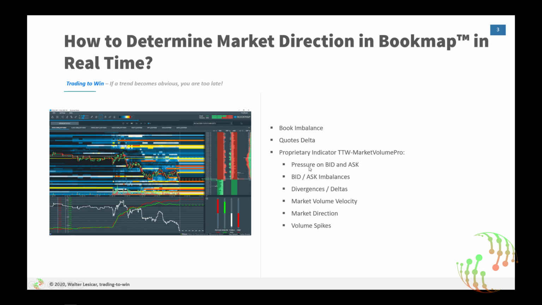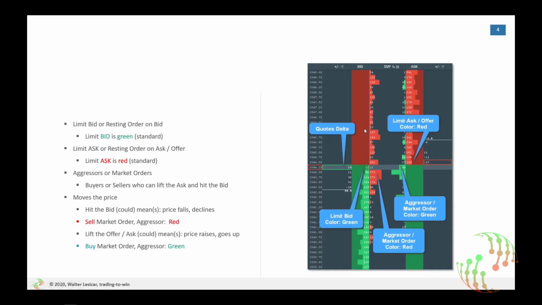TTW-MarketVolumePro, which measures additionally the pressure on bid and ask volume. It shows you the bid-ask imbalances, the divergences or deltas. It measures the market volume velocity. It shows you the market direction, and it alerts you when volume spikes occur.